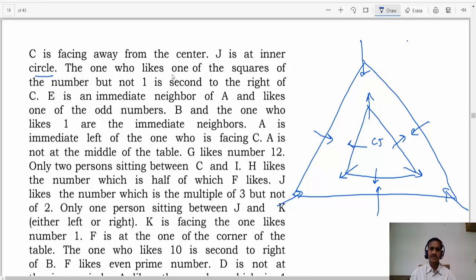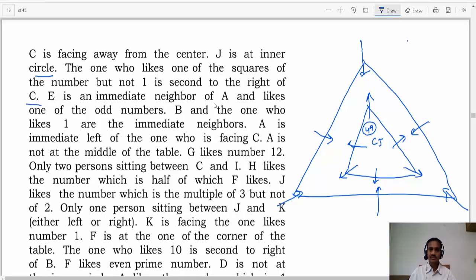The one who likes one of the squares of the number but not one is seated second to the right of C. Wherever C is, the person second to the right should have a square number. Square number means 4 or 9. The 4 or 9 must be here, in the inner circle, to the right of C.